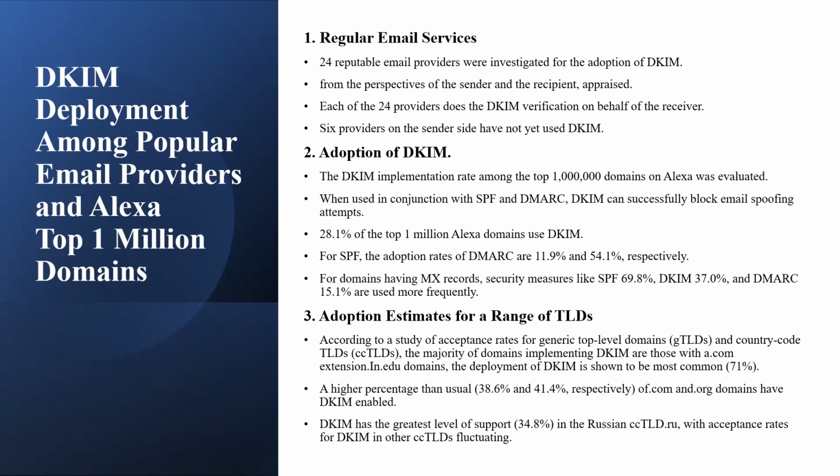The second step is adoption of DKIM. The implementation rate among the top 1 million domains on Alexa was evaluated. When used in conjunction with SPF and DMARC, DKIM successfully blocked email spoofing attempts. As you know, 28.1% of the top 1 million Alexa domains used DomainKeys Identified Mail.